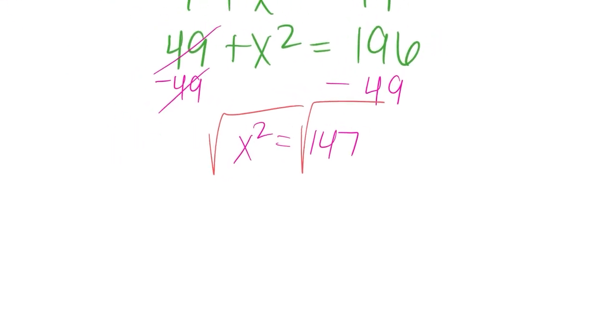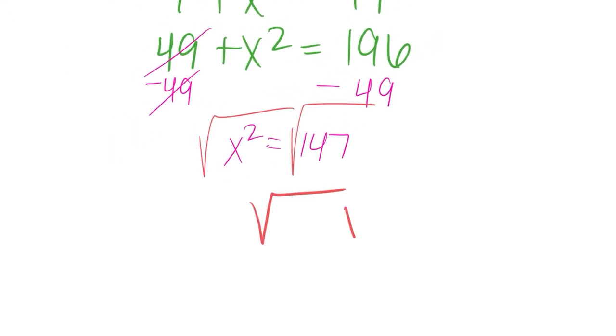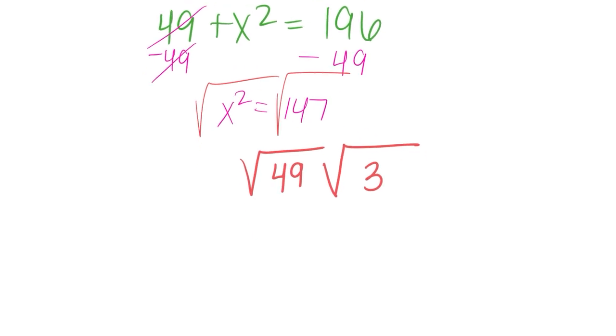To do that, let's think about the factors of 147. This is kind of a tricky one. You might have to take your calculator and just start dividing by a bunch of numbers. But the one that works is 49. So 147 can break up into 49 and 3, because 49 times 3 equals 147. And then to simplify that, it would turn into 7 square root 3, because the square root of 49 is 7.